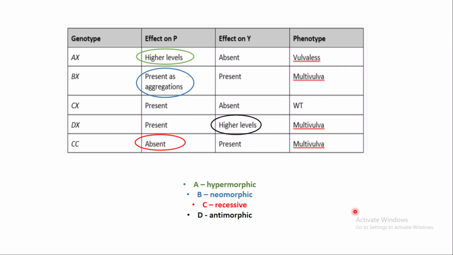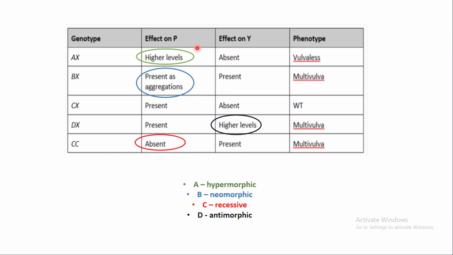I think doubts of Ajay will be clear here. Ajay was saying that option gene A would be antimorphic. Let us see how. But I think option A should be hypermorphic because gene A is increasing the effect on P, the higher levels effect on P, but effect on Y is absent. And we get a vulvaless phenotype.